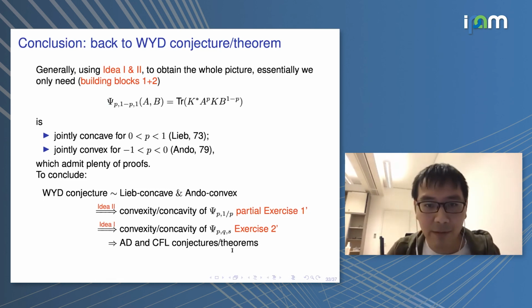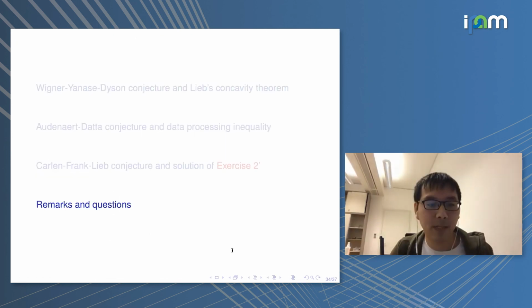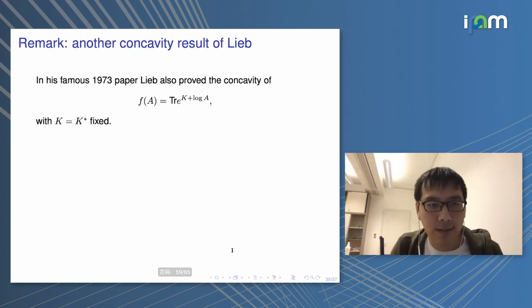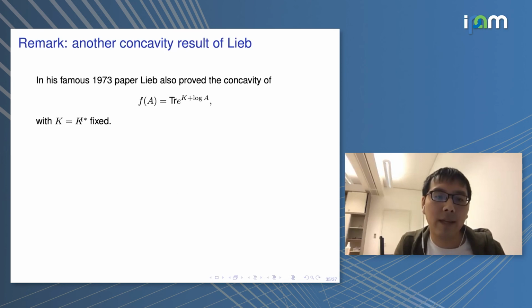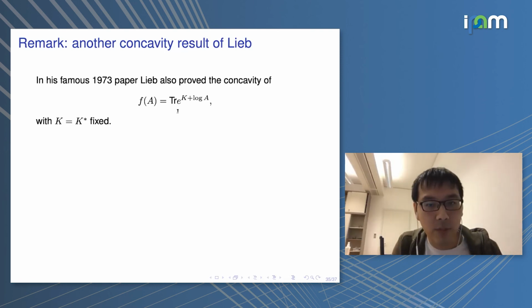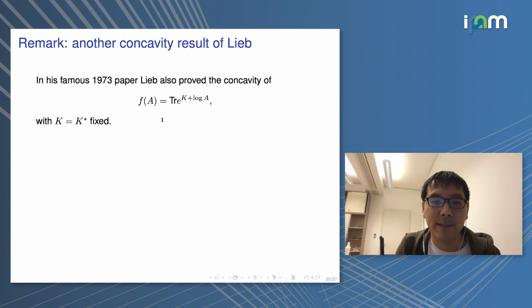Okay, I still have a few minutes, so let me end with a few remarks and questions. The first remark is on another concavity result of Lieb in his famous 1973 paper. In this paper, he also proved the following concavity result. Here, K is an arbitrary fixed self-adjoint matrix. Then Lieb proved that this function f is concave in A.